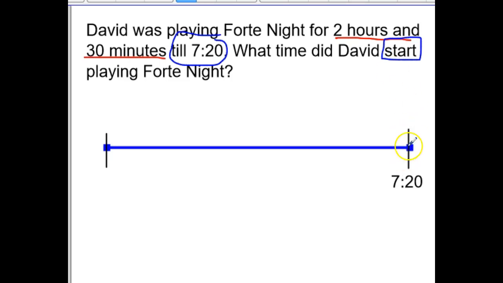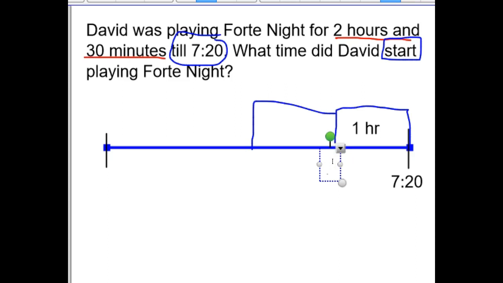So in order to do that, I'm going from my end time and I'm going backwards in time. So just like I like to make my big jumps first when I know my start time, I'm going to do that same thing going backwards. So 2 hours, I'm going to go ahead and do 1 hour jumps. And if you want to do just one big 2 hour jump, you could do that also. I'm just doing them separate just to help me as I count.